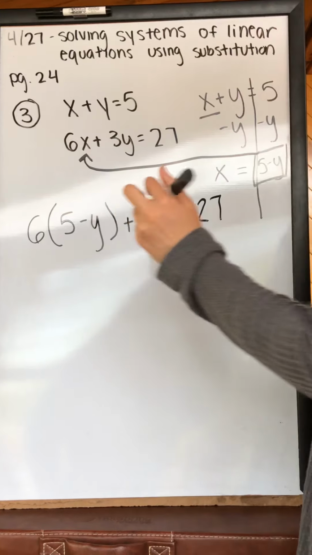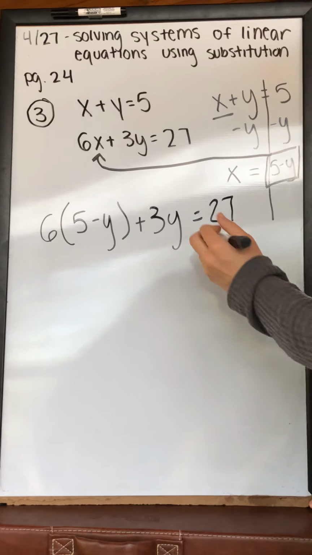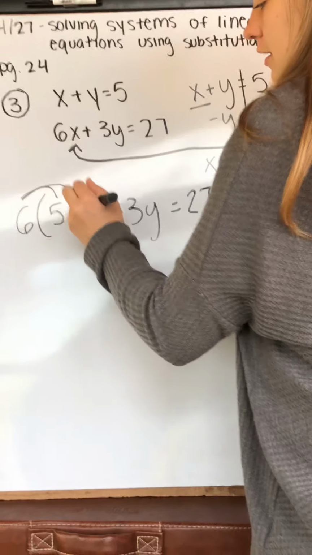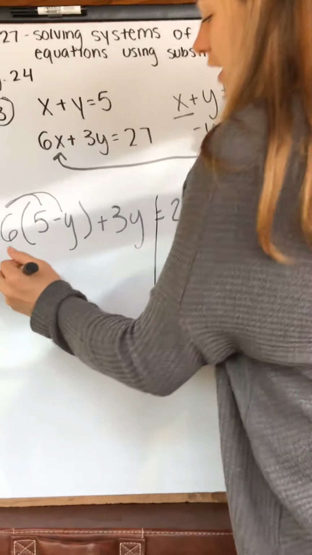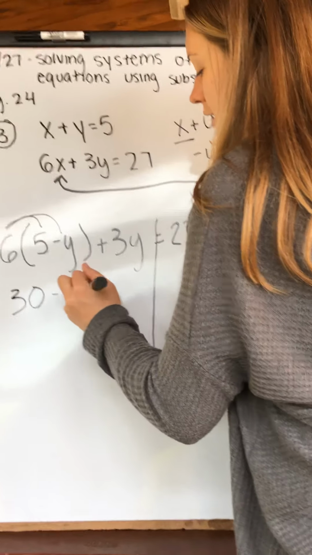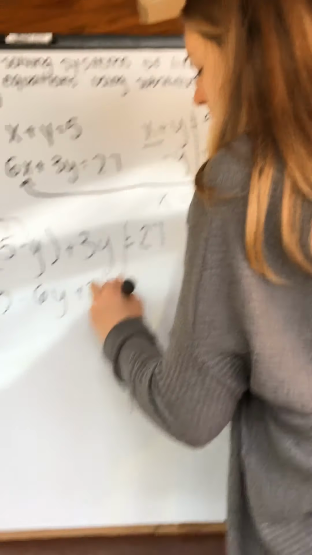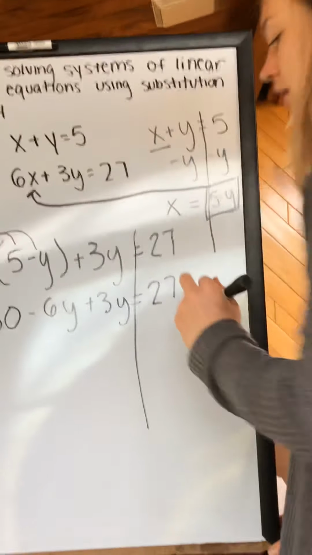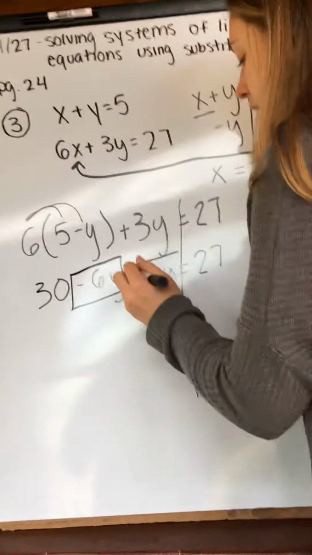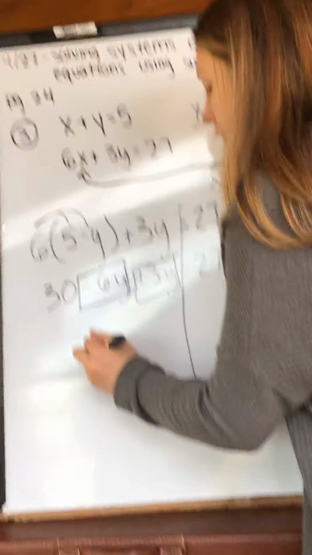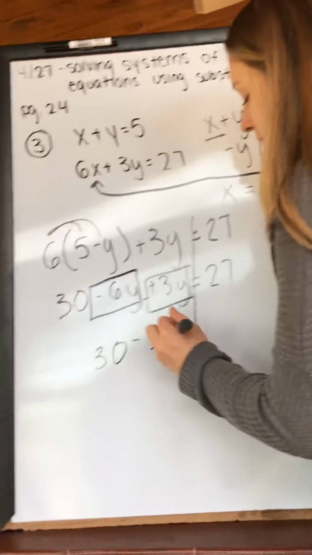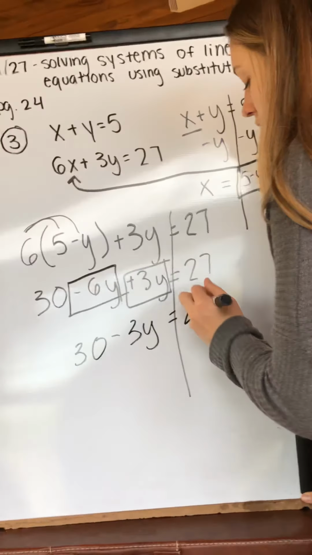So now we have a multi-step equation with one variable. We're going to solve for y. Start with the distributive property. 6 times 5 is 30. 6 times negative y is negative 6y, plus 3y equals 27. Combine like terms, I have negative 6y plus 3y. 30, negative 6y plus 3y is negative 3y equals 27.